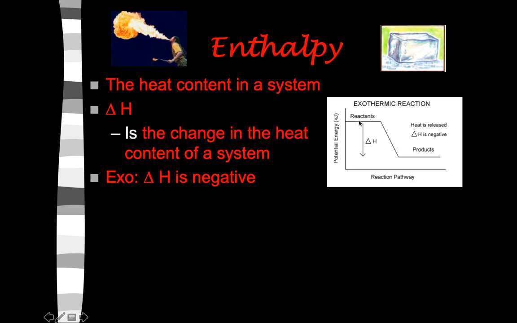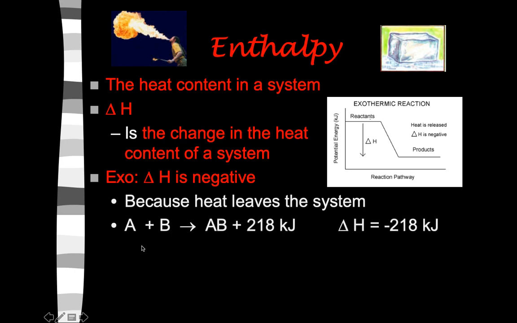Because heat was released. So this was the heat of your reactants, or the energy. This is the energy of your products because heat was released. So the products have less energy. They're more stable. Heat leaves the system. So this would be an example. So that example I gave before, so heat is released, so the delta H value would be negative 218 kilojoules.